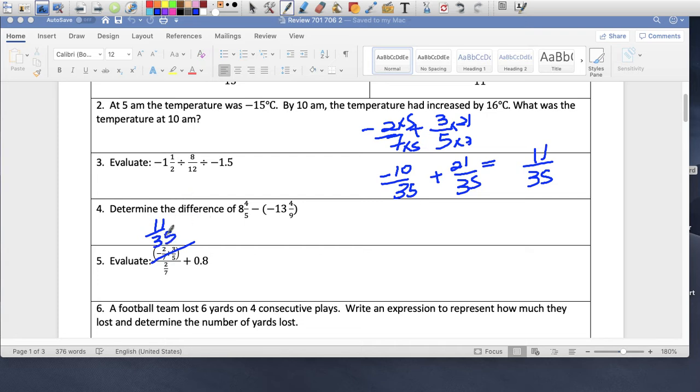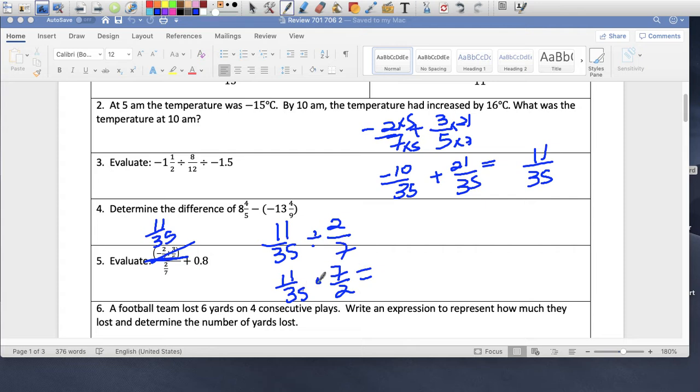What do I do next? I have to divide, right? So I'm going to divide 11 over 35. Divide it because this is what this is, right? Division over 2 over 7. Keep. Change the division to multiplication, and the reciprocal is 7 over 2.